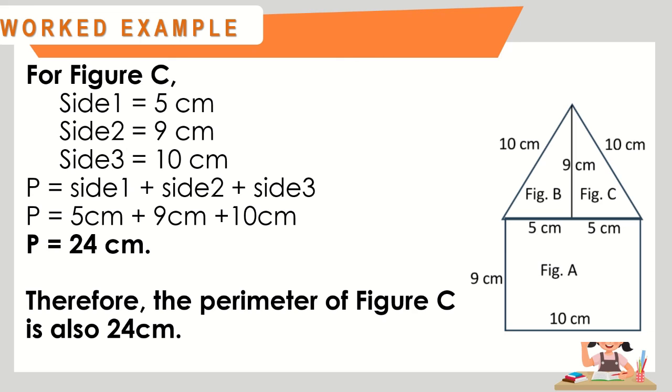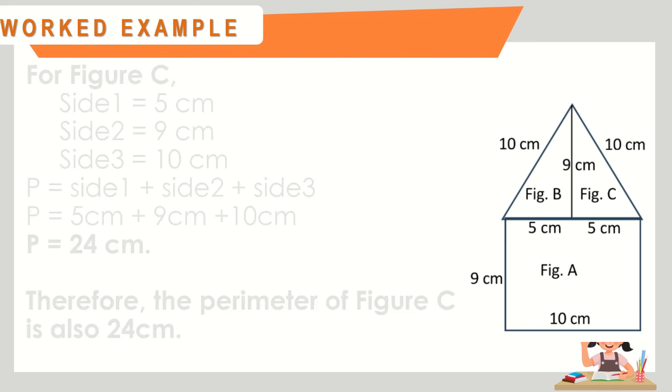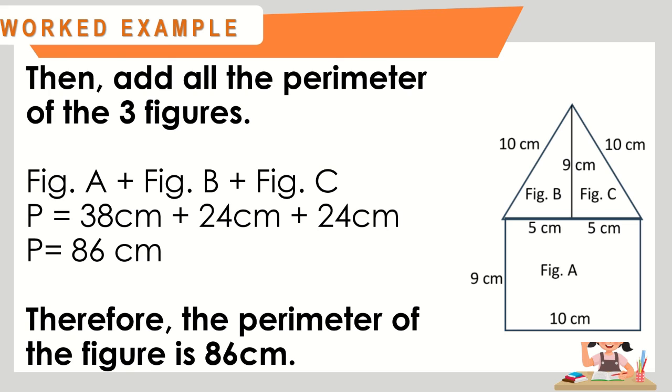For figure C, the perimeter is 24 cm. The perimeter of figure C is also 24 cm. Then, add all the perimeters of the figures. Figure A plus figure B plus figure C. Therefore, the perimeter of the figures is 86 cm.